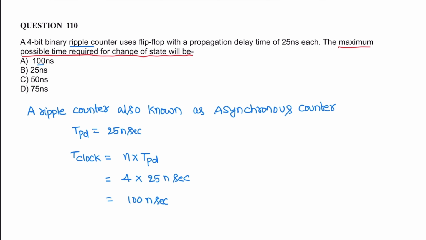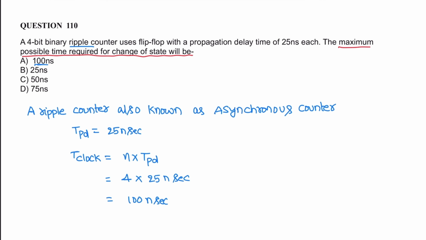Option 1 is correct. If it were a synchronous counter, then the correct option would be 25 nanoseconds. Here the ripple counter is an asynchronous counter. The output of the first flip-flop is connected to the clock pulse of the second flip-flop, and the output of the second flip-flop is connected as clock pulse to the third flip-flop, and so on. Therefore, the total time required to change the state is n times the propagation delay of each flip-flop. For a synchronous counter, the time required is the same as the propagation delay of each flip-flop. Here the option is A, 100 nanoseconds.